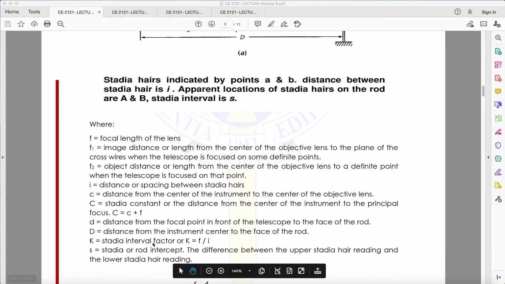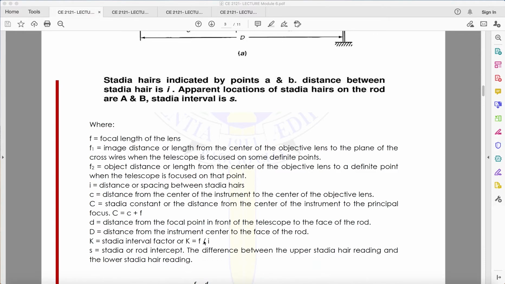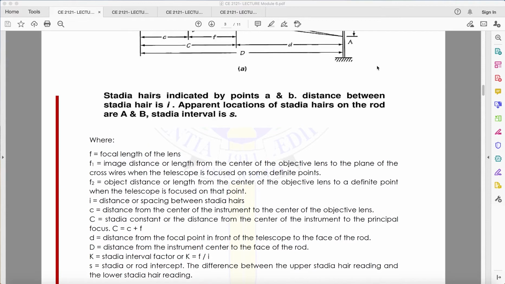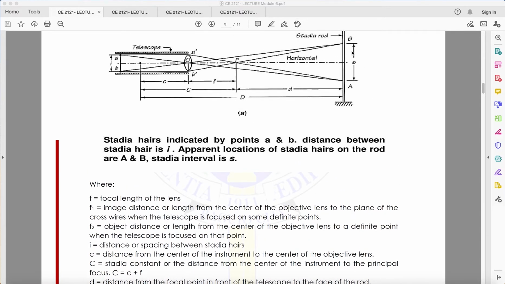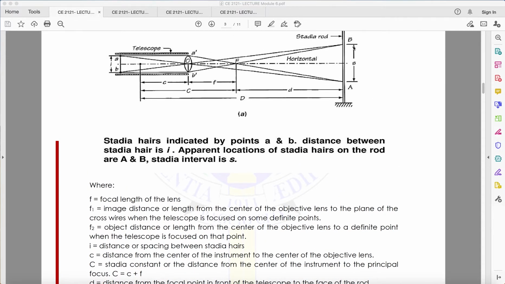K is the stadia interval factor. K is equivalent to f over i, focal length over the spacing between stadia hairs. And S is the stadia intercept, the difference between the upper stadia hair reading and the lower stadia hair reading. So upper stadia hair reading and lower stadia hair reading. Okay?